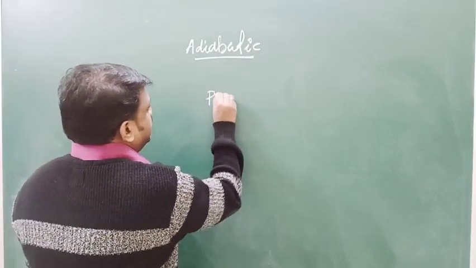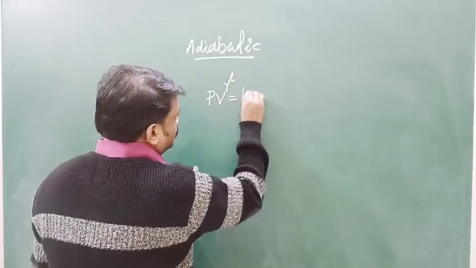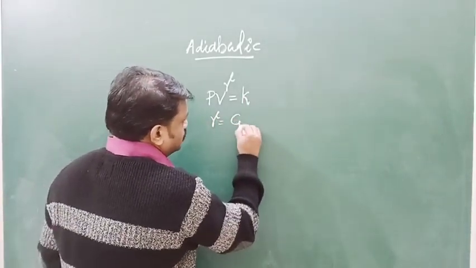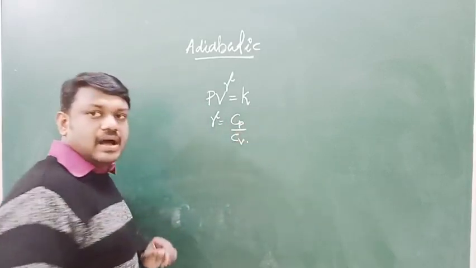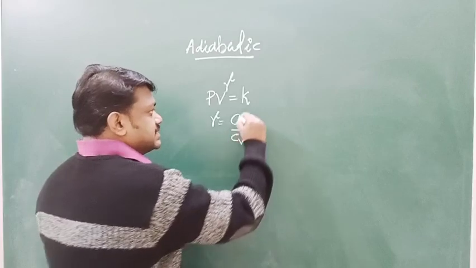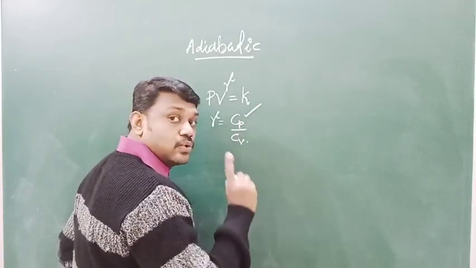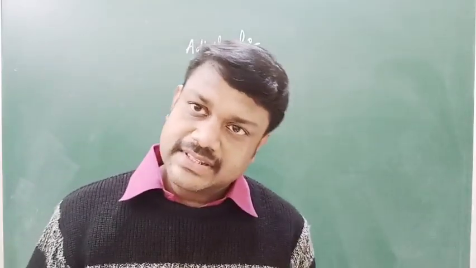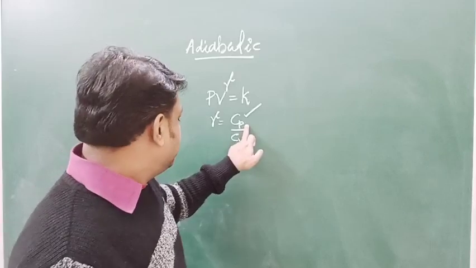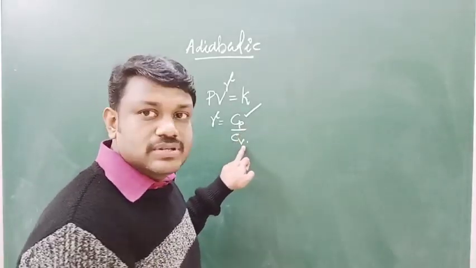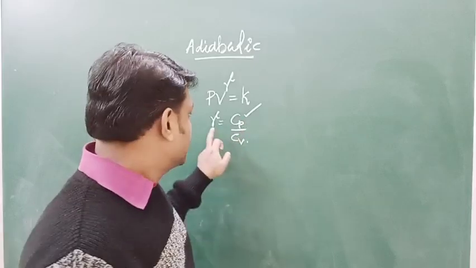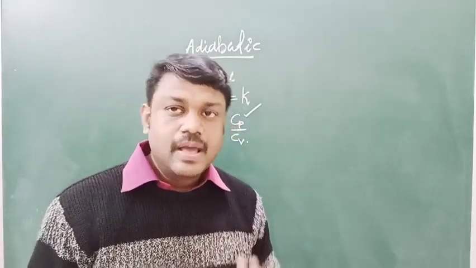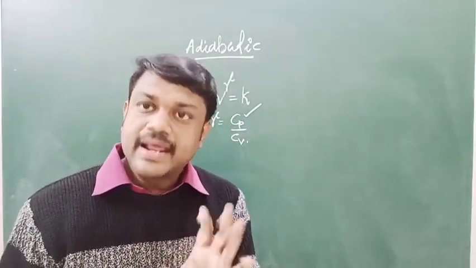It says that PV^gamma is equal to a constant, where gamma is equal to Cp by Cv. Cp is the specific heat capacity at constant pressure, and Cv is the specific heat capacity at constant volume for the system. So gamma is equal to Cp by Cv, and PV^gamma equal to a constant is the characteristic equation for an adiabatic process.